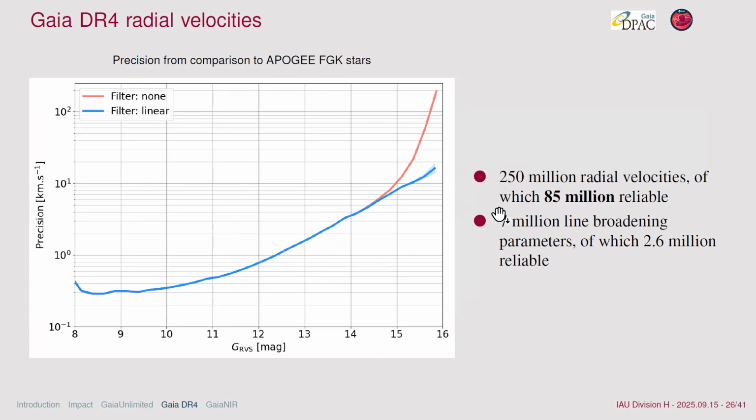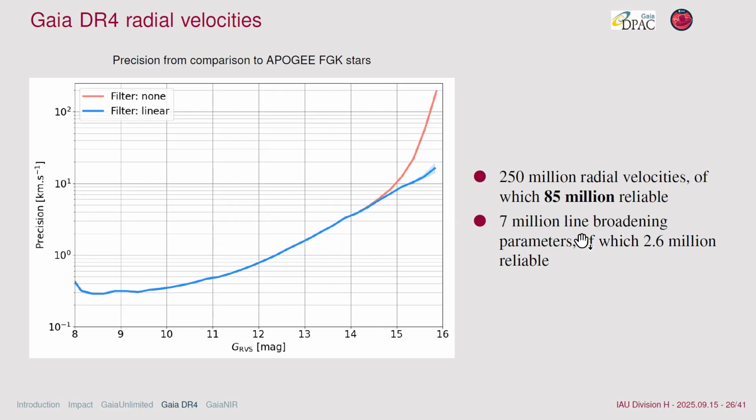And we will have about 250 million radial velocities in the catalog, of which we think 85 million are reliable, so can really be trusted. And that's actually the difference between the red and the blue line: when you get rid of the unreliable radial velocities, you can see the performance at the faint end is quite a bit better.